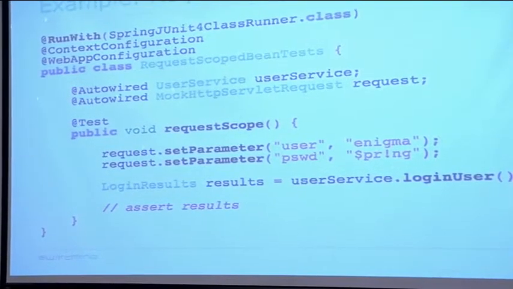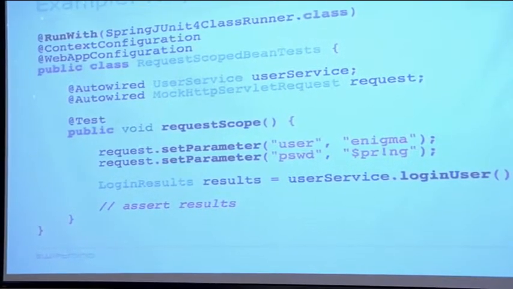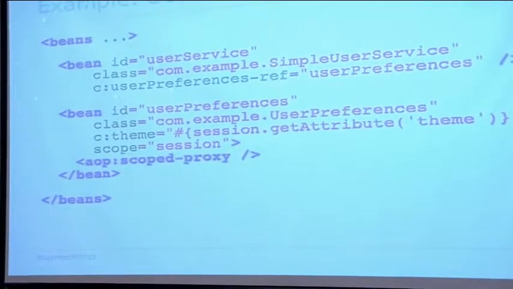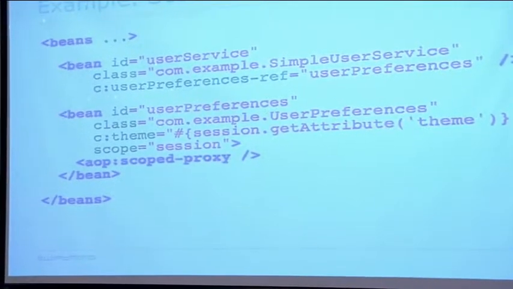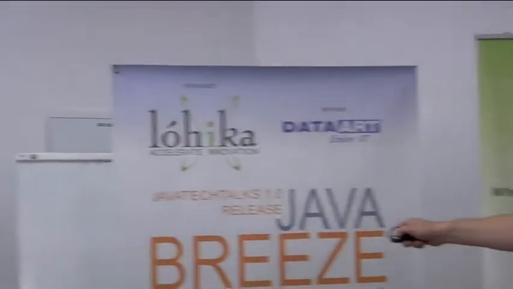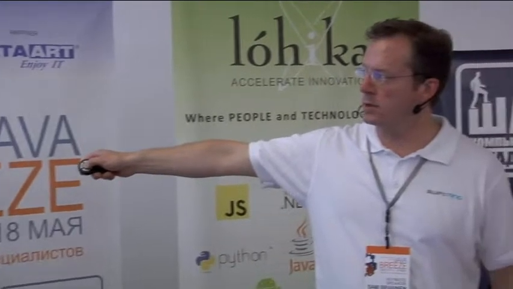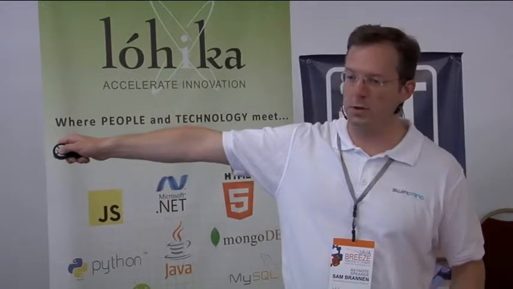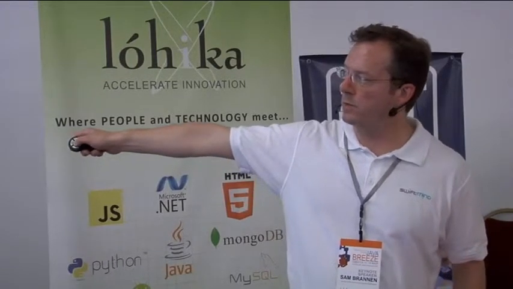Similarly, we can do the same kind of thing with session scoped beans. Here we see again the user service, but this time it takes a reference to a user preferences bean. And again, we have a scope. Instead of a request, this time we have scope equal to session. Again, it's a scoped proxy. And again, we are using a SpEL expression to access the current HTTP session in the server container, pulling out an attribute from that. For example, here, the theme, maybe a UI theme that we need to display or do something with.